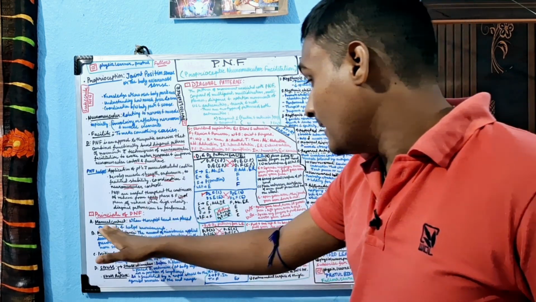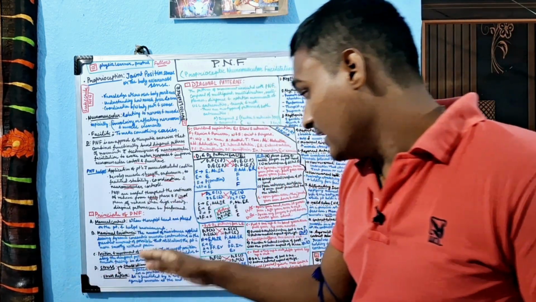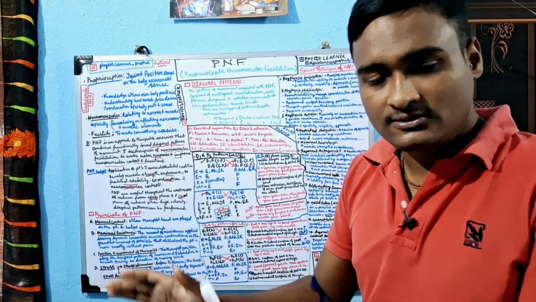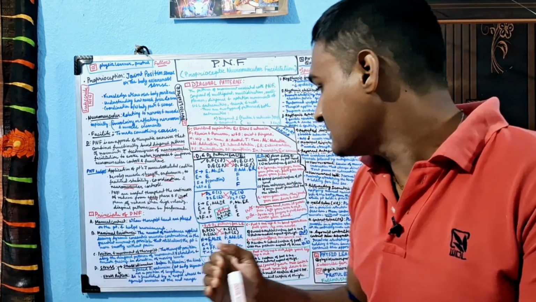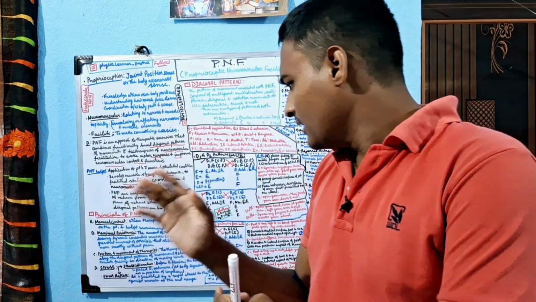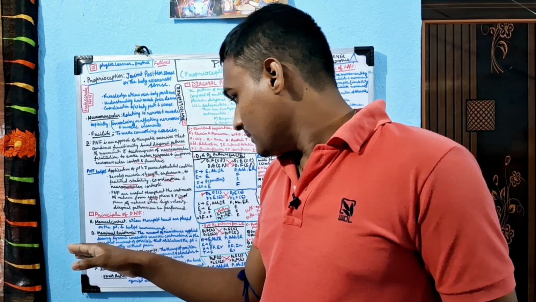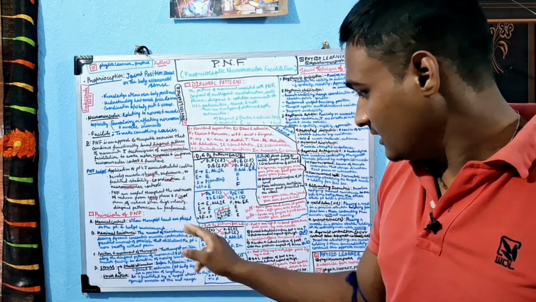What is manual contact? When the therapist's hand is placed on the patient and helps to initiate movement, this is mainly a passive movement. This is the manual contact of the therapist. Here PT means patient.